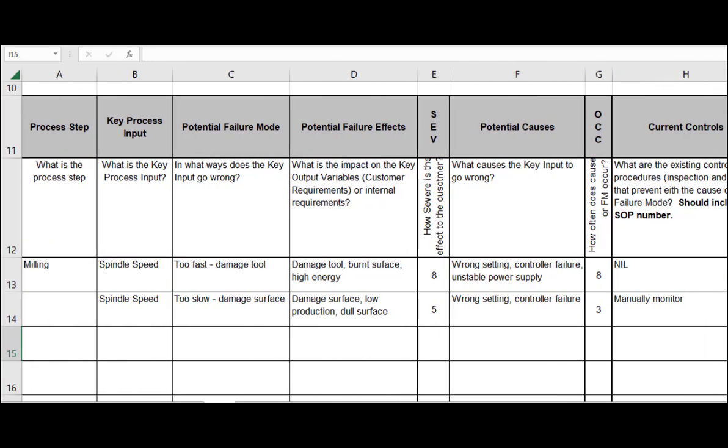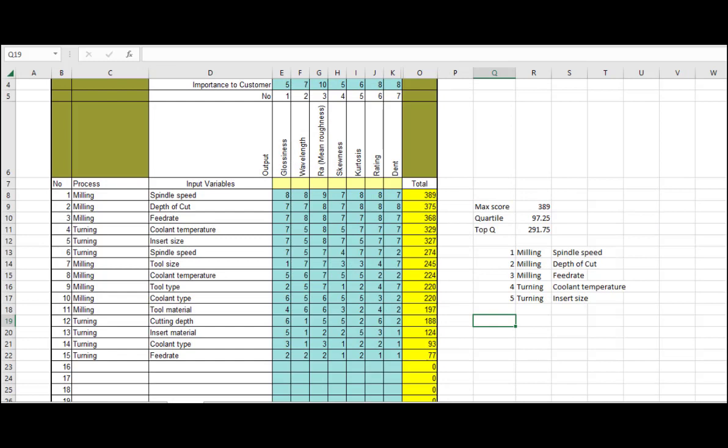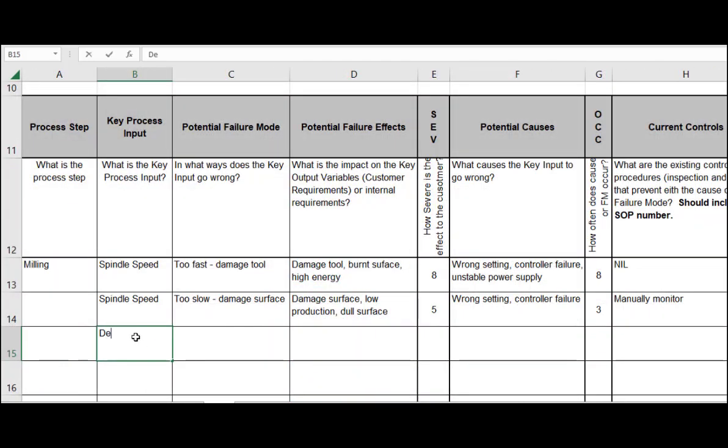Okay, so we try to list all of the problems or the process steps and key process inputs. Okay, the first one is spindle speed, then maybe in terms of depth of cut. So again, this is under milling, and this is also under milling. So for the depth of cut, what are the possible problems? So maybe overcut, and there will also be undercut.